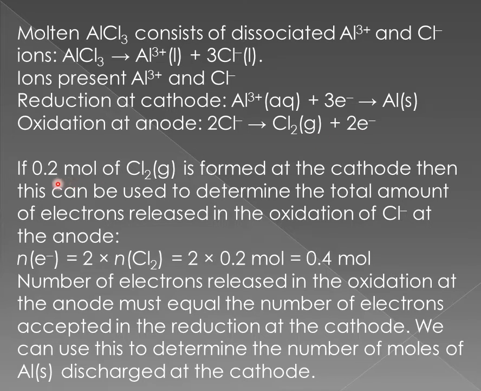So if 0.2 mole of chlorine is formed at the anode, then this can be used to determine the total amount of electrons released in the oxidation of chloride at the anode. So number of moles of electrons equals 2 times number of moles of chlorine, equals 2 times 0.2 mole, equals 0.4 mole. Number of electrons released in the oxidation at the anode must equal the number of electrons accepted in the reduction at the cathode. We can use this to determine the number of moles of aluminum metal discharged at the cathode.